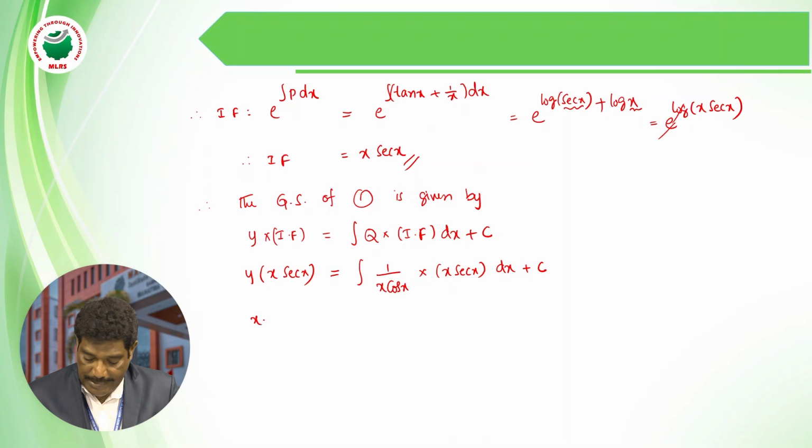Now on the left side it will be the same, x into y into secant x, no changes. On the right side we just need to evaluate this integral. Now x and x cancel. Then the remaining is integration of 1 by cos. 1 by cos can be written as secant. Secant into secant becomes secant square x into dx plus c. Now integration of secant square will be tan x plus c. That's x y secant x equals tan x plus c.